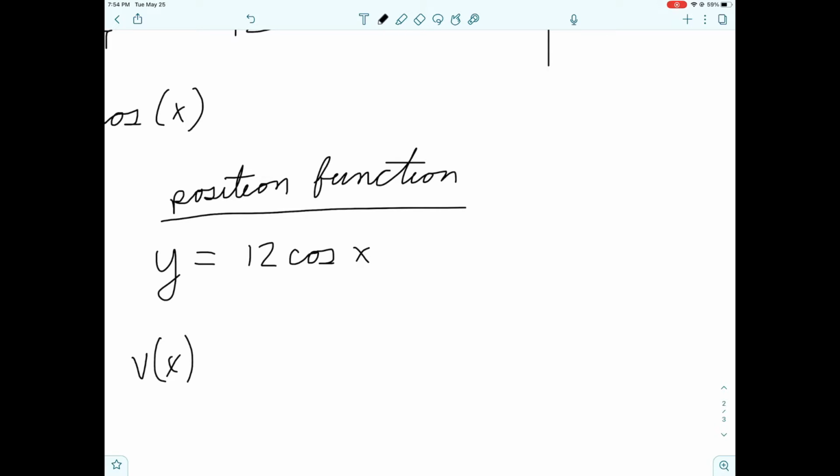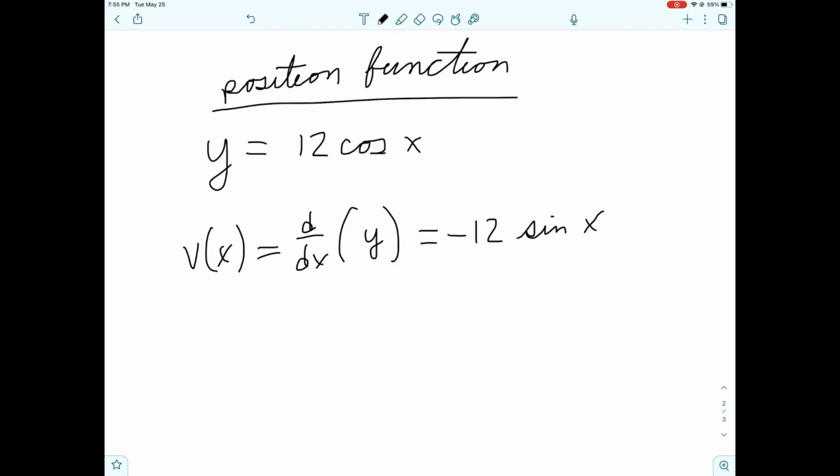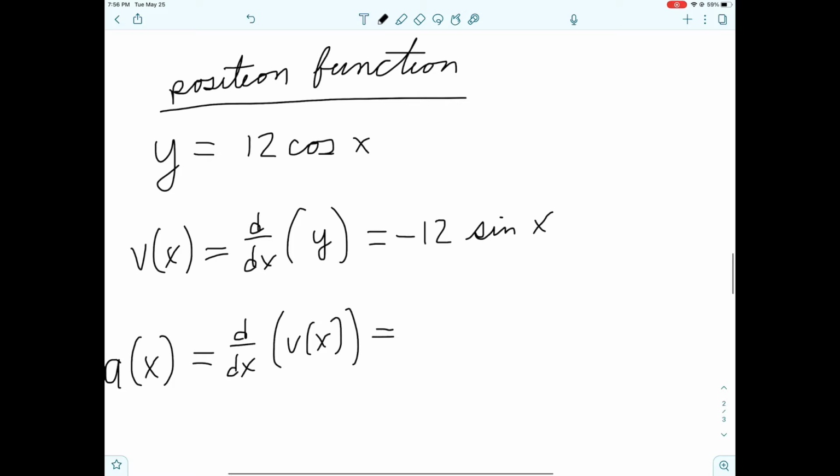our velocity function, which we'll call v of x here. And we can find v of x by taking the derivative of y, our position function, and that'll be equal to negative 12 sine of x. Our next step is then to find the acceleration function, which we'll call a of x, which is equal to the derivative of our velocity function v of x. And this will be equal to negative 12 cosine of x.